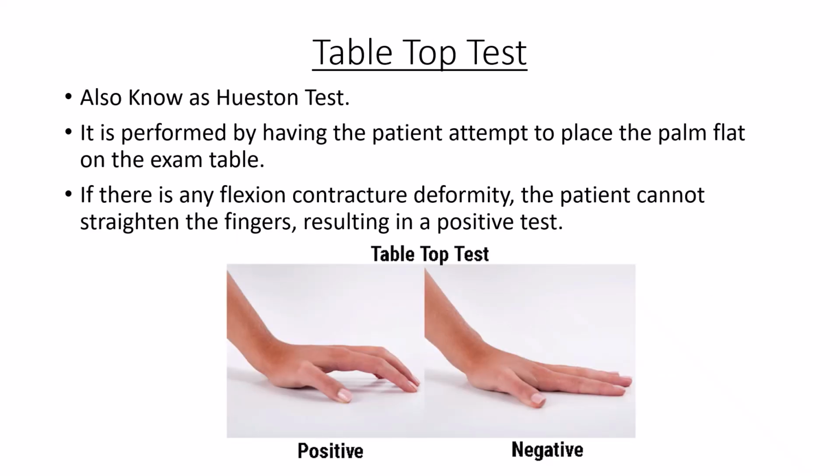The most important test to diagnose Dupuytren's contracture is the tabletop test, also known as the Hueston test. It is performed by having the patient attempt to place the palm flat on the exam table. If there is a flexion contracture deformity, the patient cannot straighten the finger, resulting in a positive test.